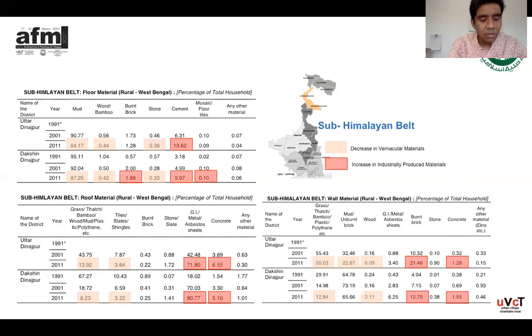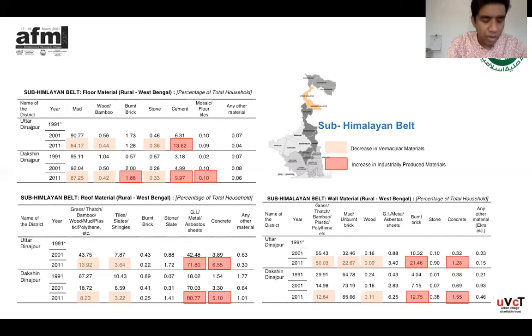Similar to the Himalayan belt, the principal walling material in the rural parts of the sub-Himalayan belt consists of mud and unburnt bricks. The use of grass, thatch, bamboo, plastic, and polythene sheets are the next predominant materials used for the construction of walls. There has been a drop in the use of temporary materials like plastic and polythene sheets in the last decade. The last decade has witnessed a rise in the use of burnt bricks and sheets of GI, metal, and asbestos too.